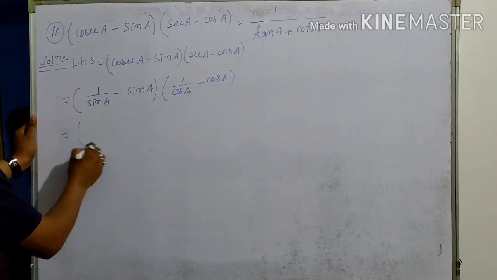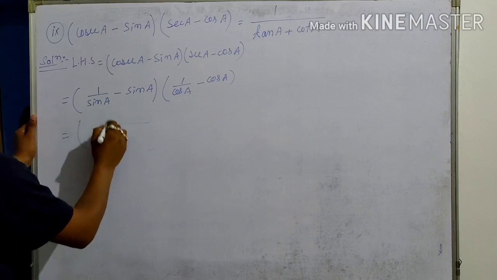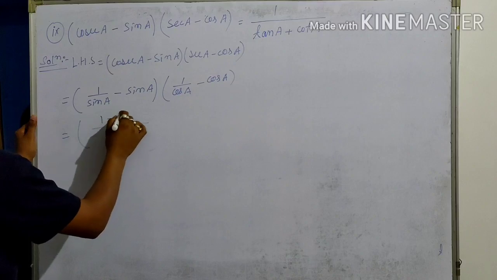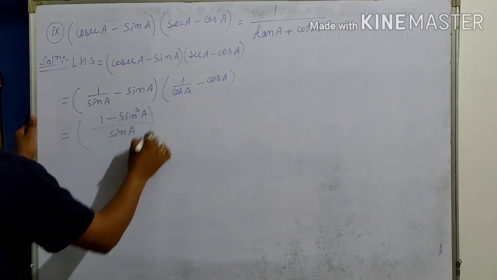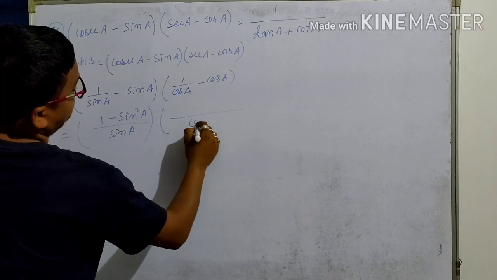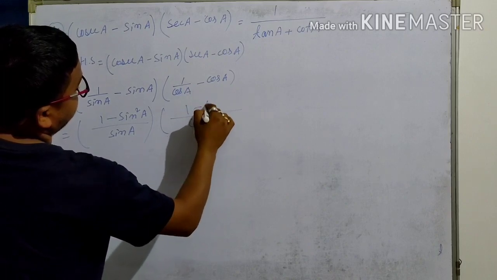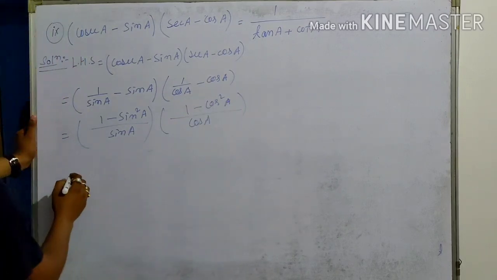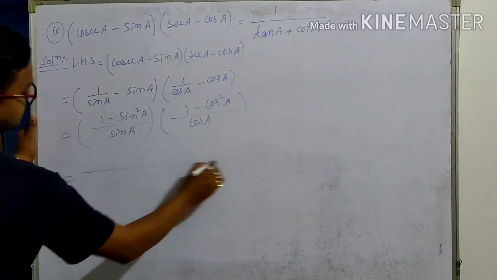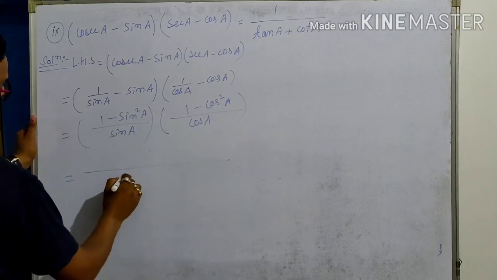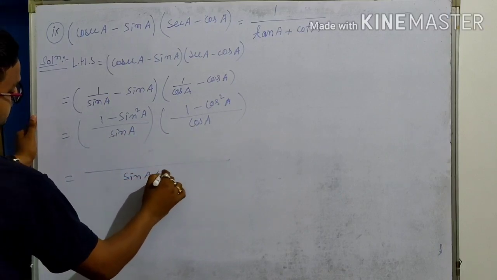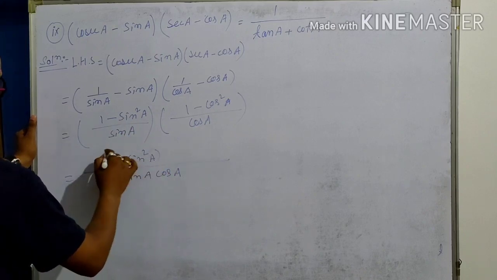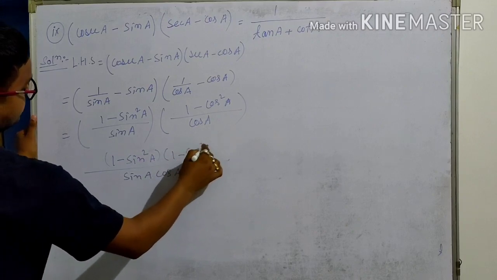Now you see here, take LCM sin A and here 1. So the LCM is sin A, and in the numerator 1 minus sin squared A. And here you get cos A as the LCM, that is 1 minus cos squared A. Now these are in multiplied form, so multiply both. Sin A into cos A in the denominator, and in the numerator you get (1 minus sin squared A) into (1 minus cos squared A).